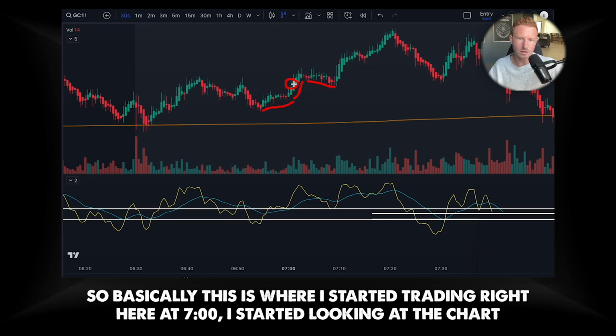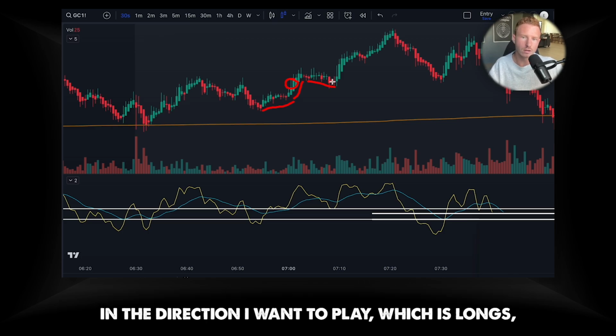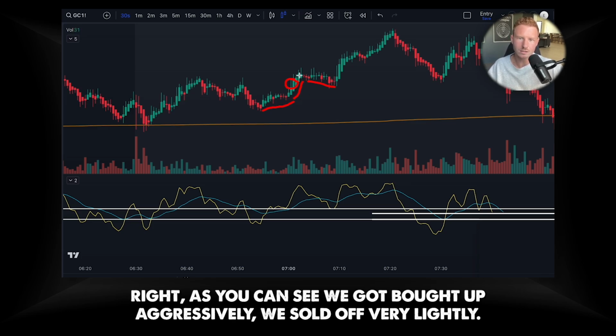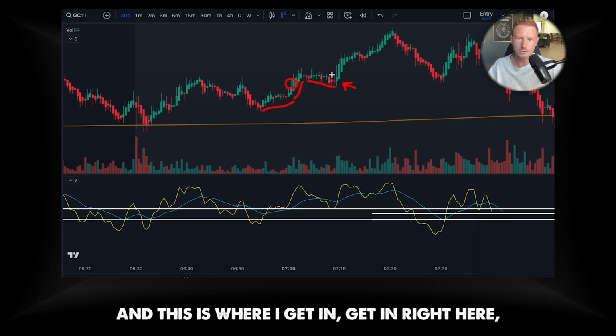I started looking at the chart, so I didn't get in here. I waited for another pullback, showing that there's still an imbalance in the market in the direction I want to play, which is longs, right? So I want to make sure buyers still have that imbalance, right? As you can see, we got bought up aggressively. We sold off very lightly. I wait for buyers to step back in on this candle right here, right? And this is where I get in.